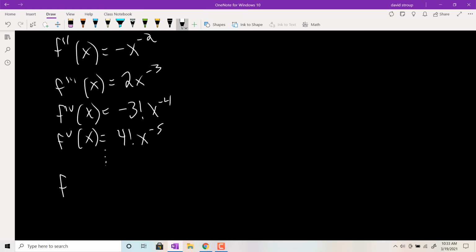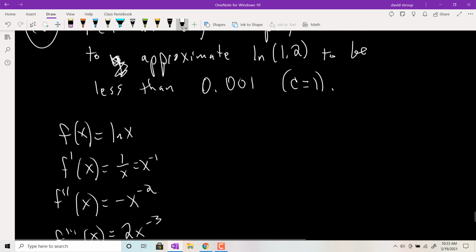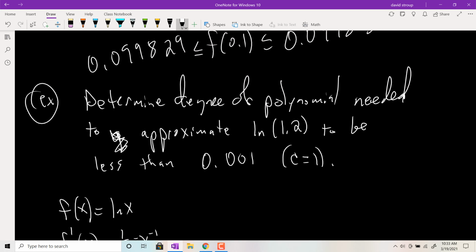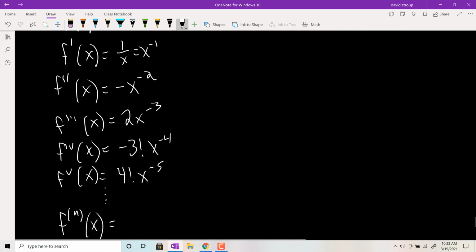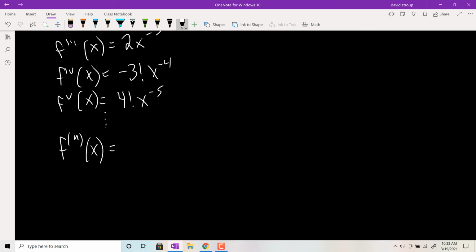So I need this formula for the nth derivative in order to build my polynomial. So let's look at that. I don't even know if I really need to build the polynomial. I mean, they're not asking for it, right? They just need the degree. They don't really need me to build the polynomial. Yeah, I don't think we need that.